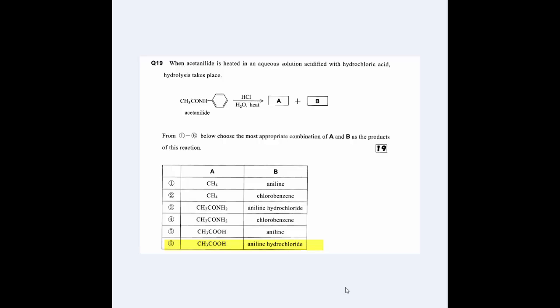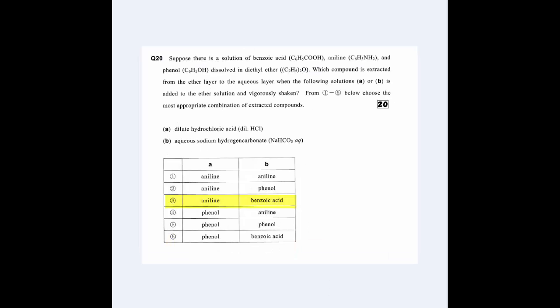And number 19, when acetanilide is heated in an aqueous solution acidified with hydrochloric acid, hydrolysis takes place. From 1 to 6 below, choose the most appropriate combination of A and B as the products of this reaction. The answer is 6. CH3COOH, aniline hydrochloride.